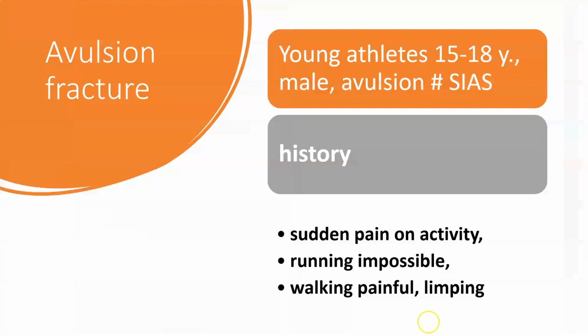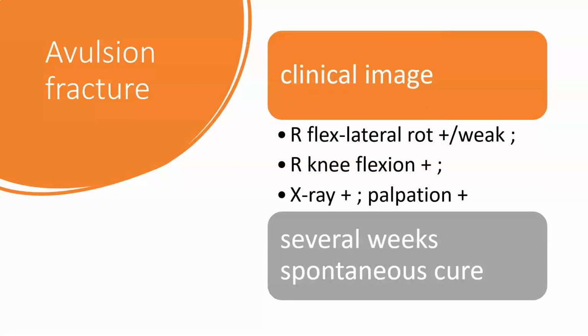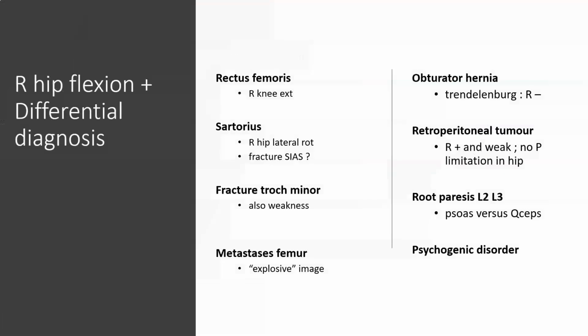So mostly we talk about avulsion fractures seen in young athletes, and they describe sudden pain on activity, running becomes impossible, walking is painful, they are limping. And in the examination, as I told you, the resisted flexion and lateral rotation is painful and weak. Perhaps the resisted knee flexion is also painful. Of course, medical imaging is positive, palpation is positive, and we just need a little bit of patience. There is a mechanism of spontaneous cure.